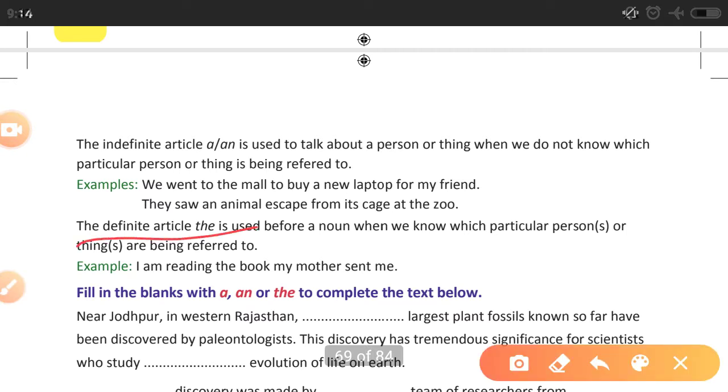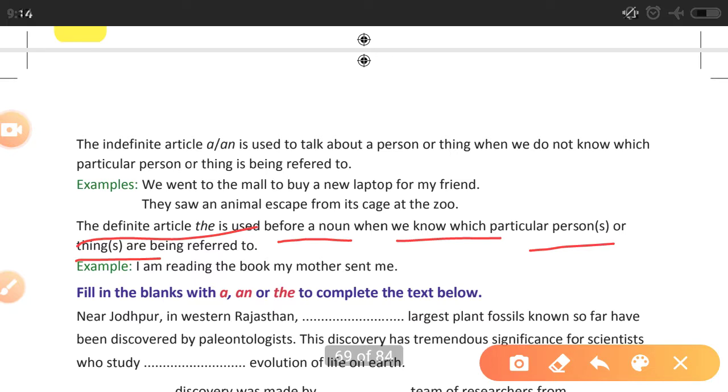The definite article "the" is used before a noun when we know which particular person or thing is being referred to. Again, "the" is used for the definite person or thing when the speaker knows to whom he is referring. Clear? When we know about the person or thing, or when we emphasize a person or a thing.